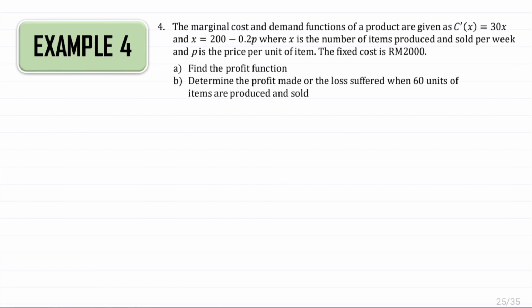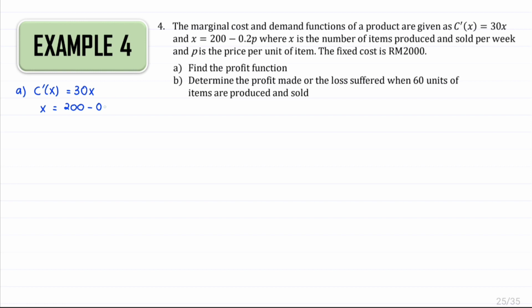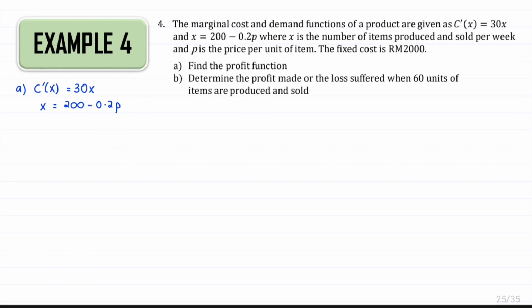Question A, we want to find the profit function. So we want to find pi x. Pi x is R(x) minus C(x). We have C prime x equals 30x and the function x equals 200 minus 0.2p. We need to arrange p in terms of x. So we get 0.2p equals 200 minus x and p equals 1000 minus 5x. Function p is the same as y.